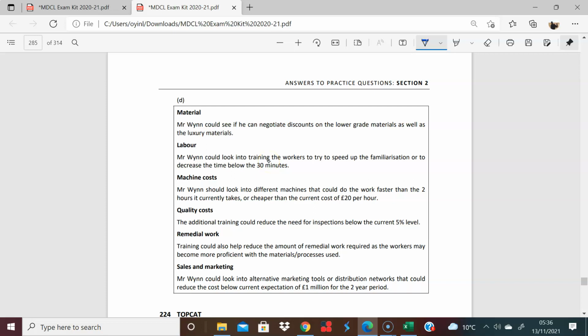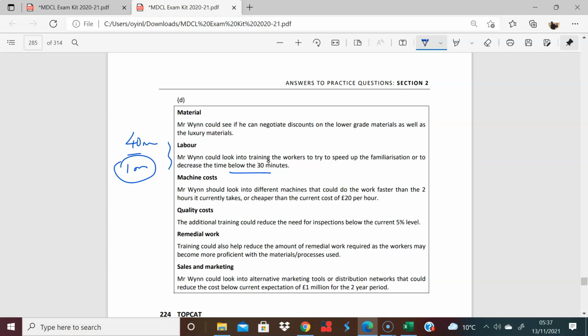So in terms of materials, again, it's just what can we do? How can we retain quality and retain the value that the client wants, and still satisfy what the client wants? I think labor was a good one here. How do you go currently? Because currently they're taking 40 minutes for the first 1,000. Maybe you can train them up or something and get them to do it below 30 minutes.